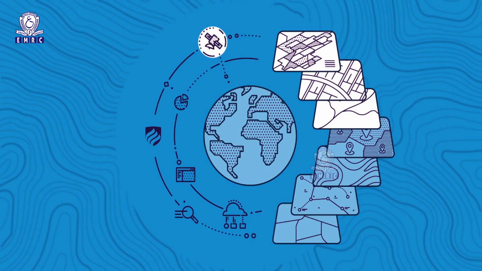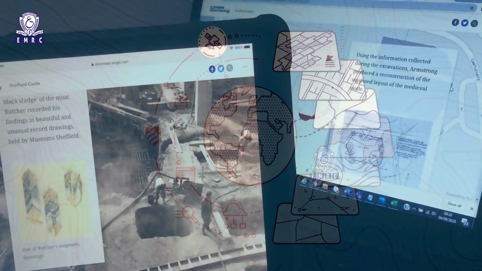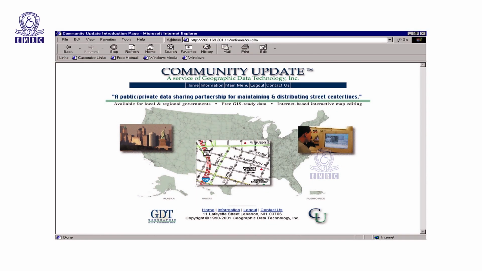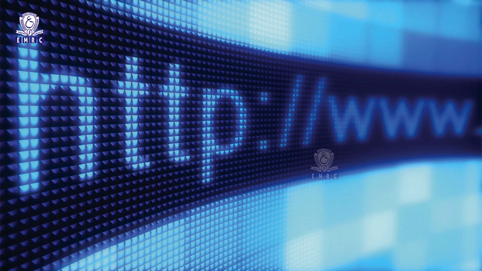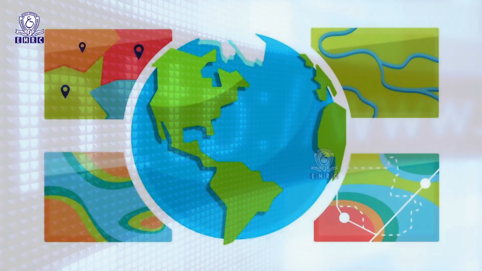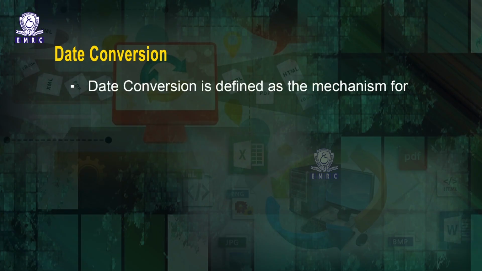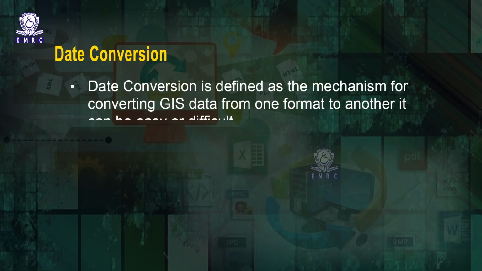Finding existing GIS data for a project is often a matter of knowledge, experience and luck. Since the early 1990s, government agencies at different levels in the USA as well as other countries have set up websites for sharing public data. The internet is also a medium for finding existing GIS data from nonprofit organizations and private companies. Data conversion is defined as the mechanism for converting GIS data from one format to another.